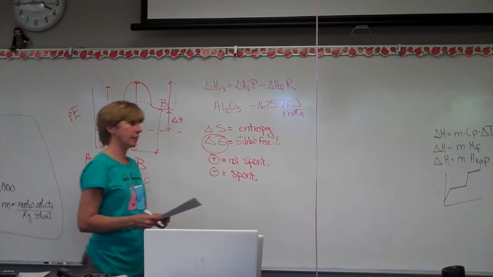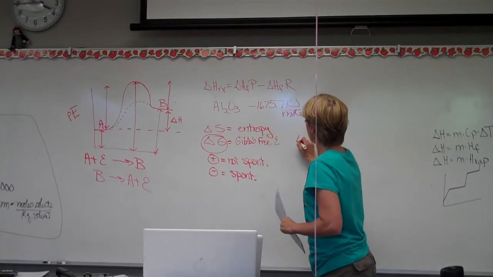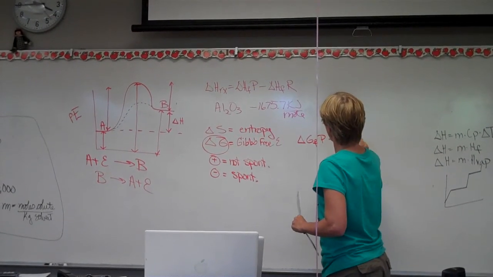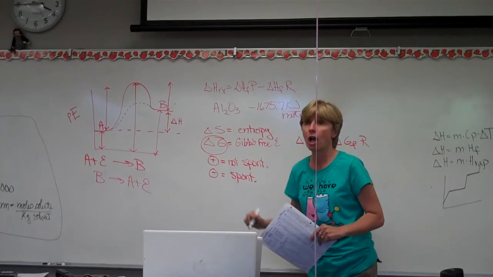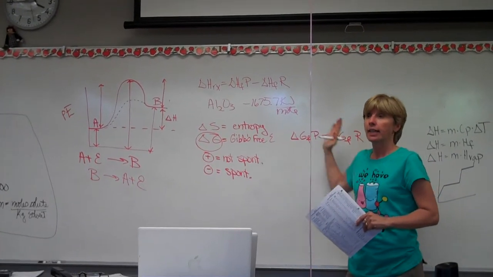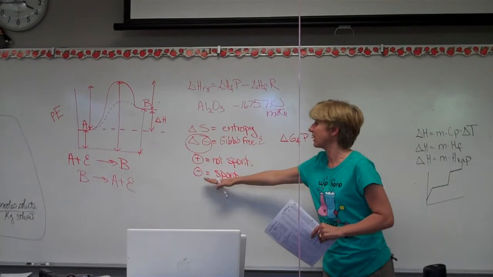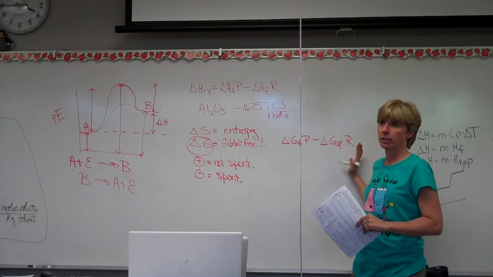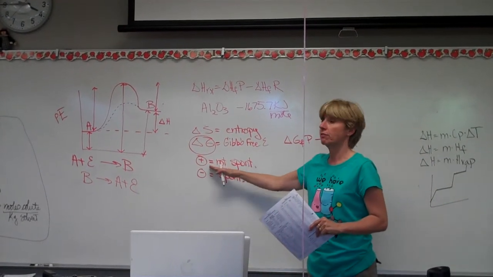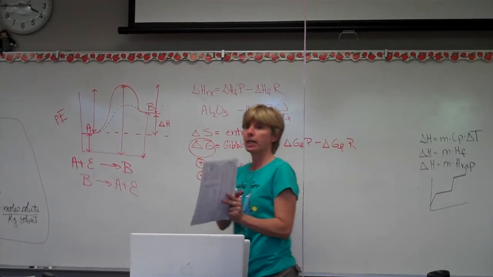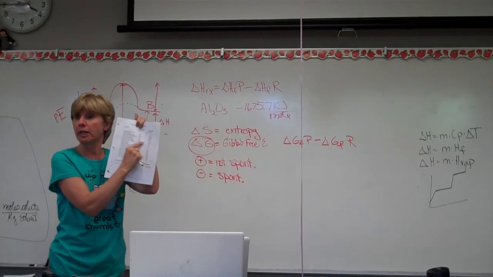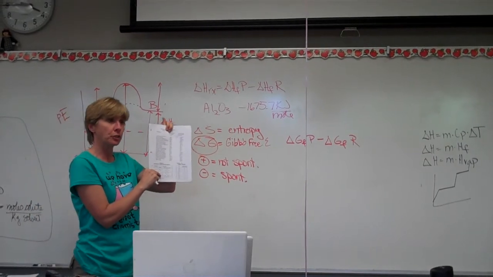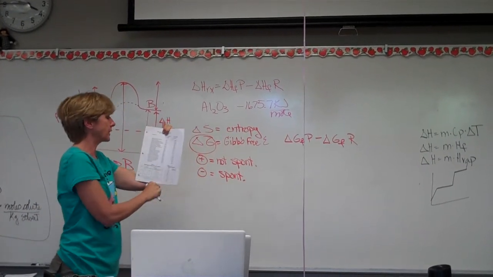When you calculate delta G, which is the Gibbs free energy of formation of products minus the Gibbs free energy of formation of reactants, products minus reactants, if you get a negative number, that means this reaction will spontaneously occur. If it's positive, it won't occur. Now on table P, this gives you the Gibbs free energy of formation of all of these compounds.